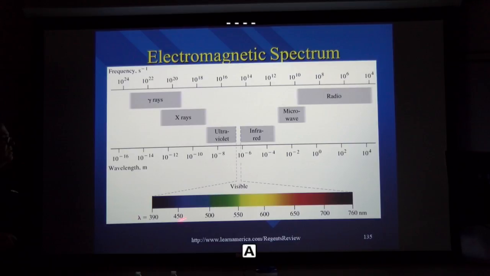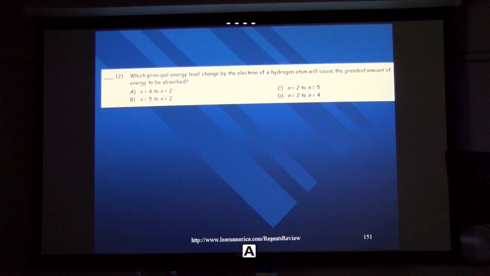Very good. It says, which principal energy level change by an electron of a hydrogen atom will cause the greatest amount of energy to be absorbed? C. Why? Because the higher the jump, the more energy. Higher the jump. Very good. The higher the jump. Excellent answer.